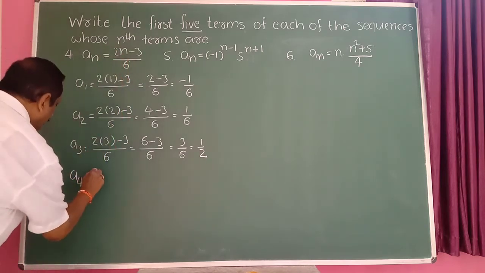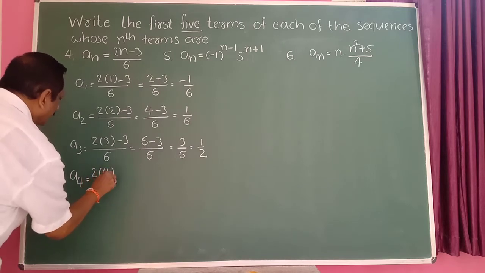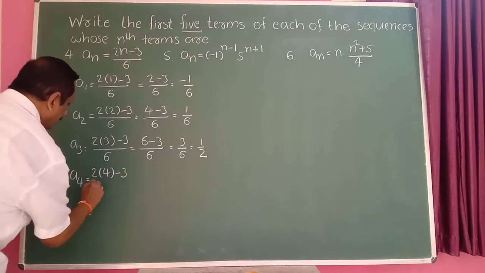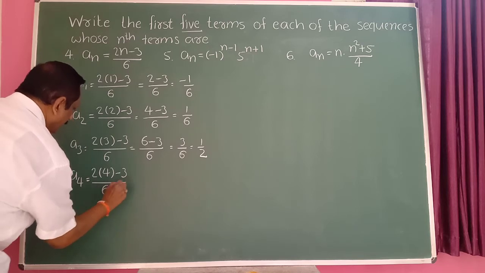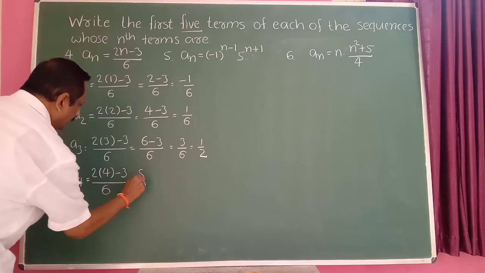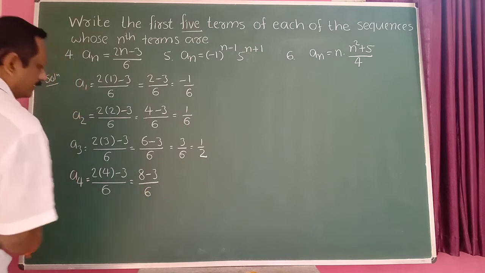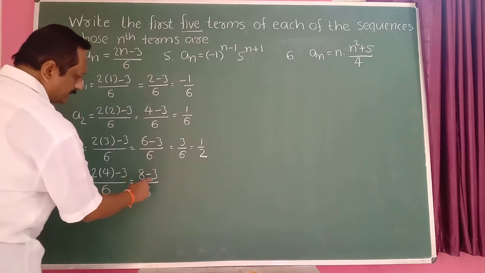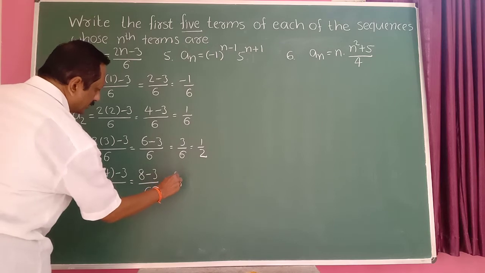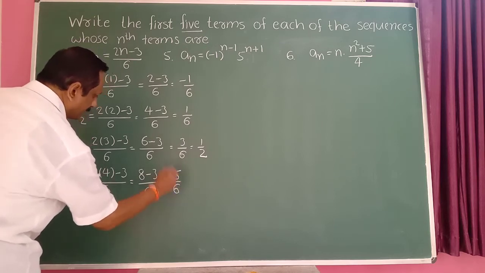Then a4 is equal to, put n value 4 here. So (2 into 4 minus 3) divided by 6. Then 4 2s are 8, minus 3 divided by 6. Then 8 minus 3 becomes 5. So 5 divided by 6.